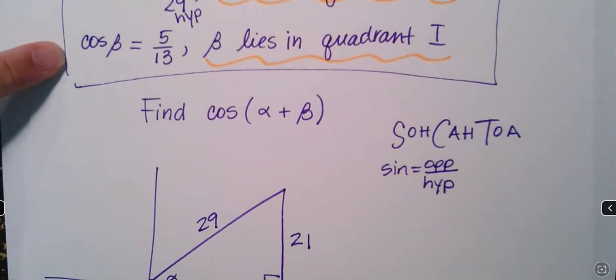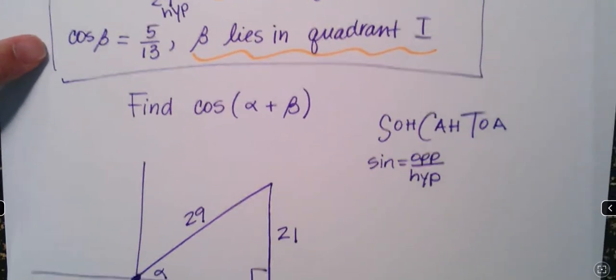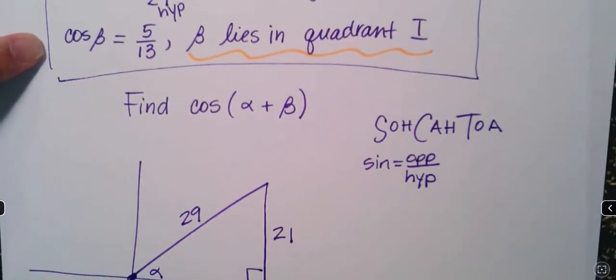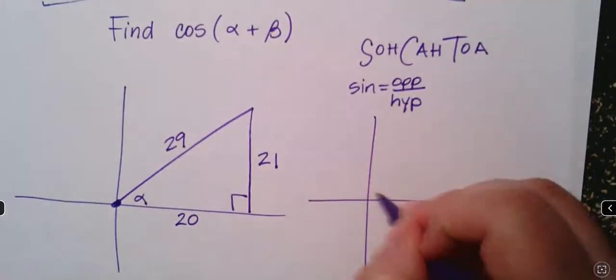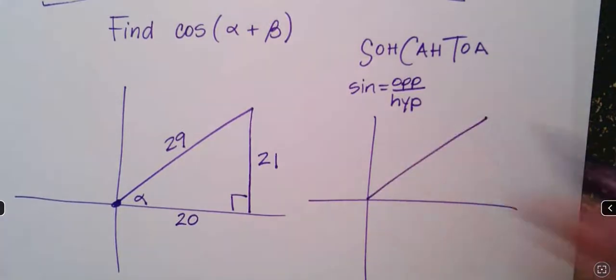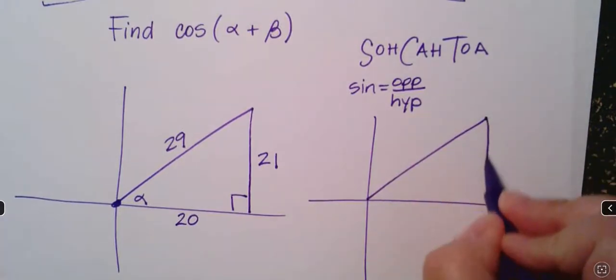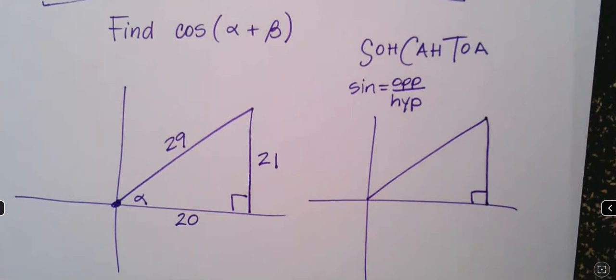Same thing goes for beta. I need to figure out what all these missing side lengths would be for beta. And again, they told me that beta lies in quadrant 1, so I'm going to draw beta in quadrant 1, draw a segment that goes into quadrant 1, go back from the end to the x-axis. There is my right triangle.